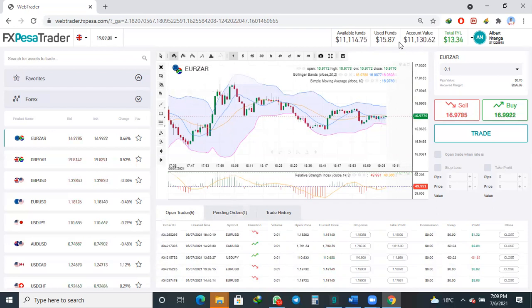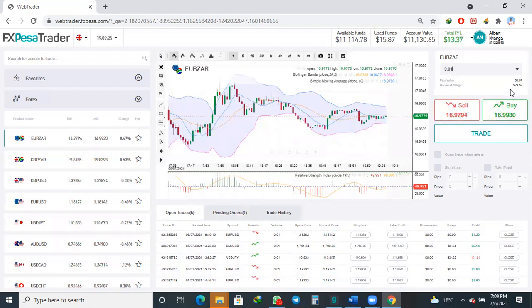Number 2, you have placed now the trades. For this case, let's say we have 1, 2, 3, 4, 5 trades. These trades, remember I told you before you place a trade, you have a look at the required margin.